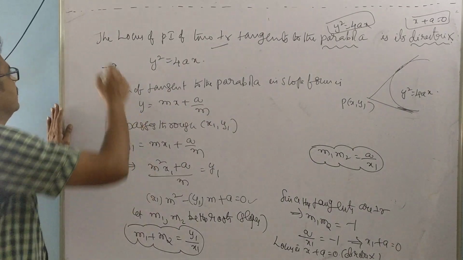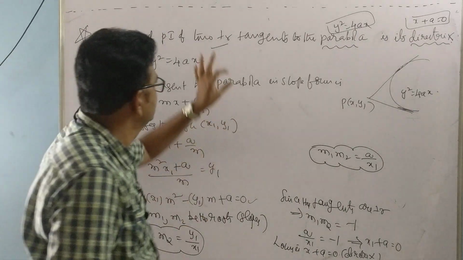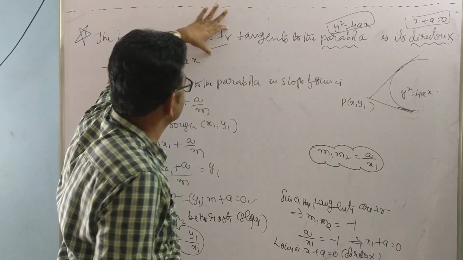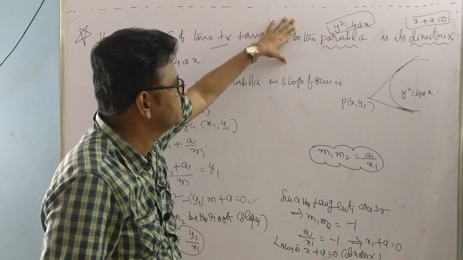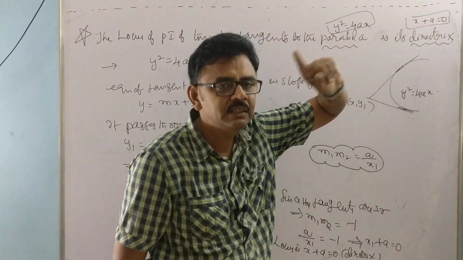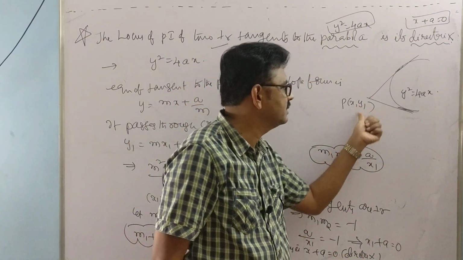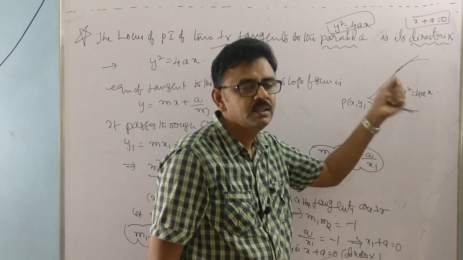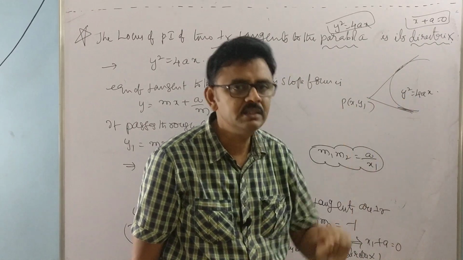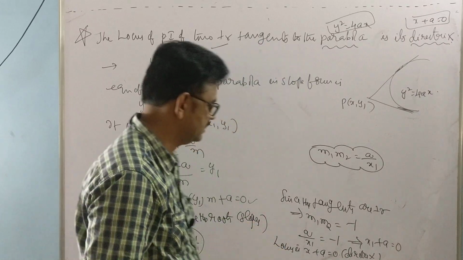This is the point: the locus of the point of intersection of two perpendicular tangents to the parabola is its directrix. That is, if the tangents are perpendicular, they intersect on the directrix. If the point lies on the directrix, the angle is 90 degrees. Yes, write it down.